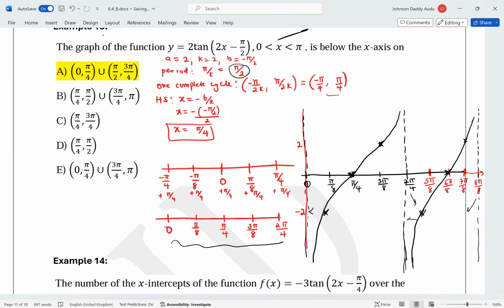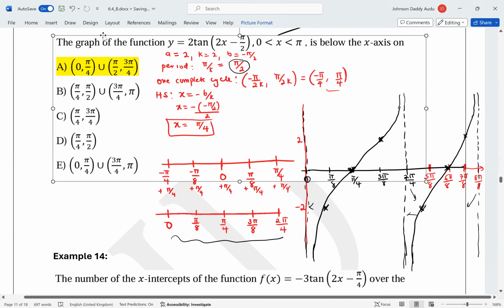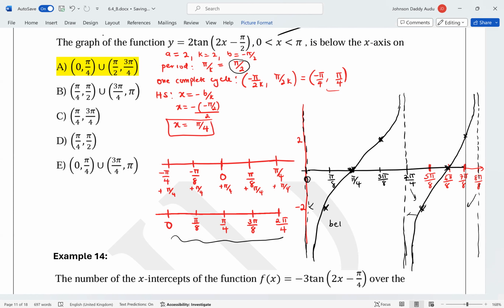But don't forget that this one will keep going to infinity, and all of this will be going to infinity, and these ones will come into minus infinity. So now we can look for what we want. We are looking for where the graph is below the x-axis. Below the x-axis, we have 2 parts.